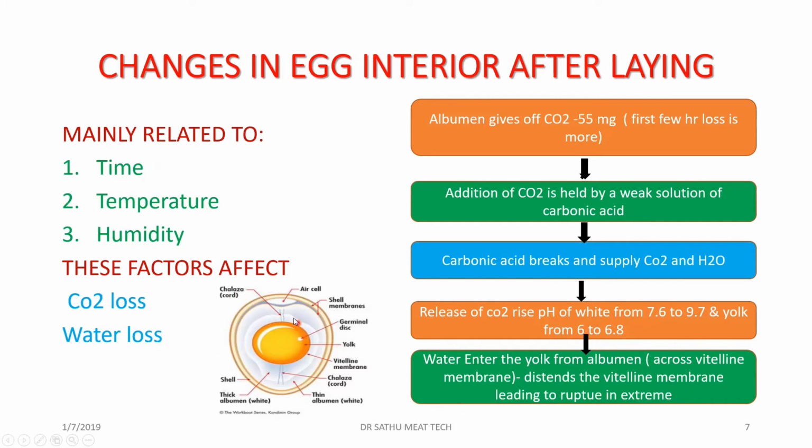Once the carbonic acid is broken down into carbon dioxide and water, the osmotic pressure will be varying. Here the osmotic pressure will be less because of the formation of the water. So the water will start entering into the yolk through the vitelline membrane. Once it enters, what will happen, we'll be discussing in the coming slides.